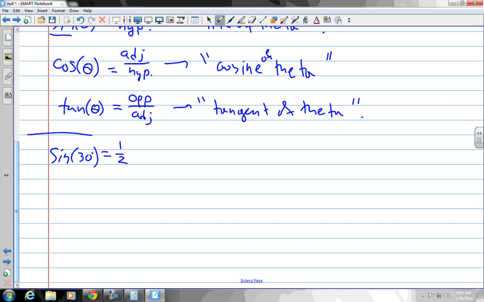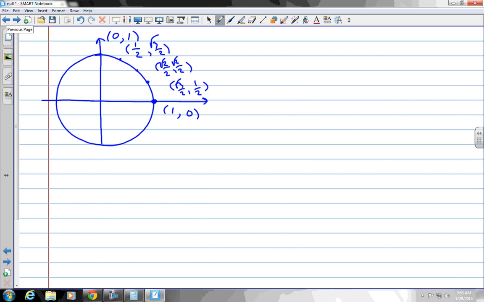If I go to the unit circle, here's the point that corresponds to a 30-degree angle. Sine is the ratio of opposite side to hypotenuse. Hypotenuse is 1, so whatever the y value is here becomes the sine. So here's 1/2. That's how you can use the unit circle to read those points off.